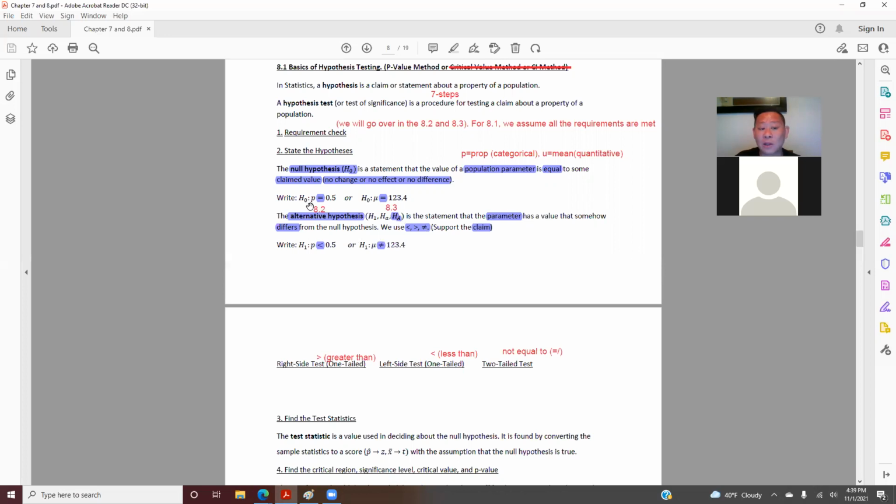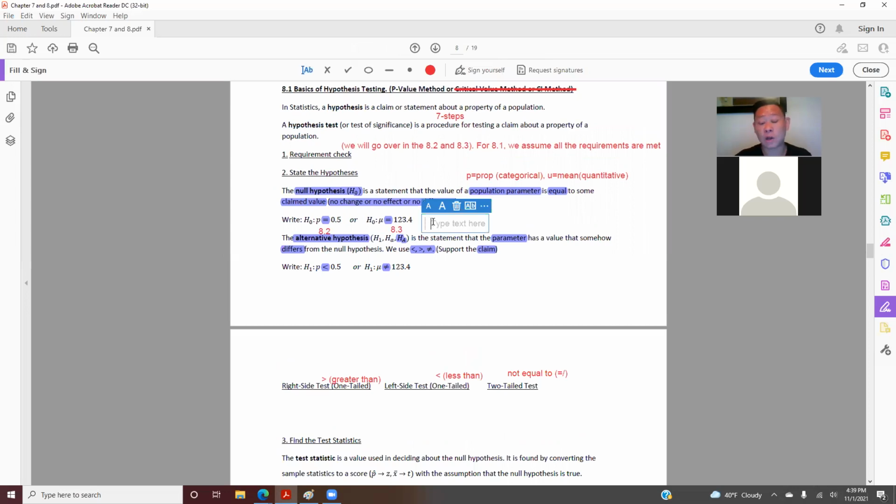So if you look at how we write the hypothesis, in H0 we use P as the symbol for proportion, and we use mu as the symbol for mean. So we have 2 types of population parameter here. P is for the population proportion. This is what you will get in 8.2. When you do your online homework, 8.2 is all about proportion, so we will use the P symbol.